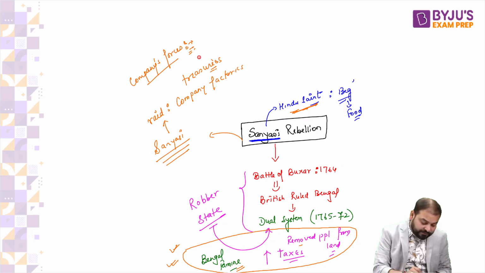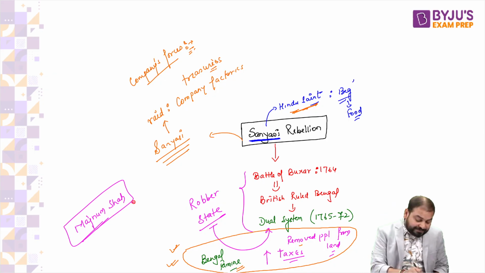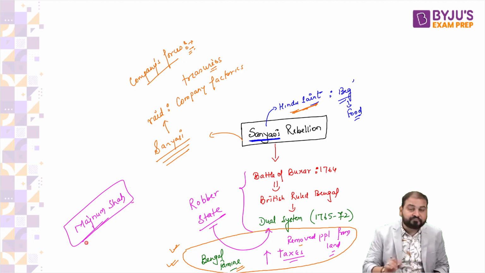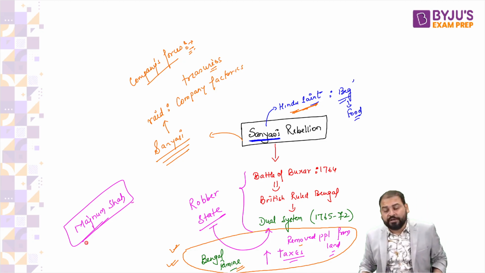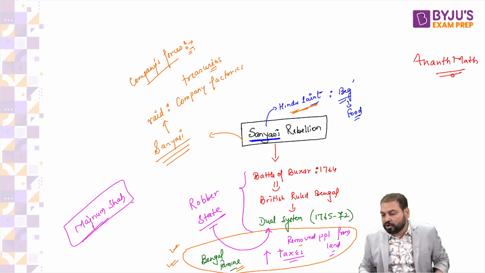Guys, this Sanyasi rebellion was led by a leader known as Majnun Shah. And why I started it with your Bengal only, because those who know, do you know this Anand Mat, written by whom? All of you. Anand Mat written by whom?